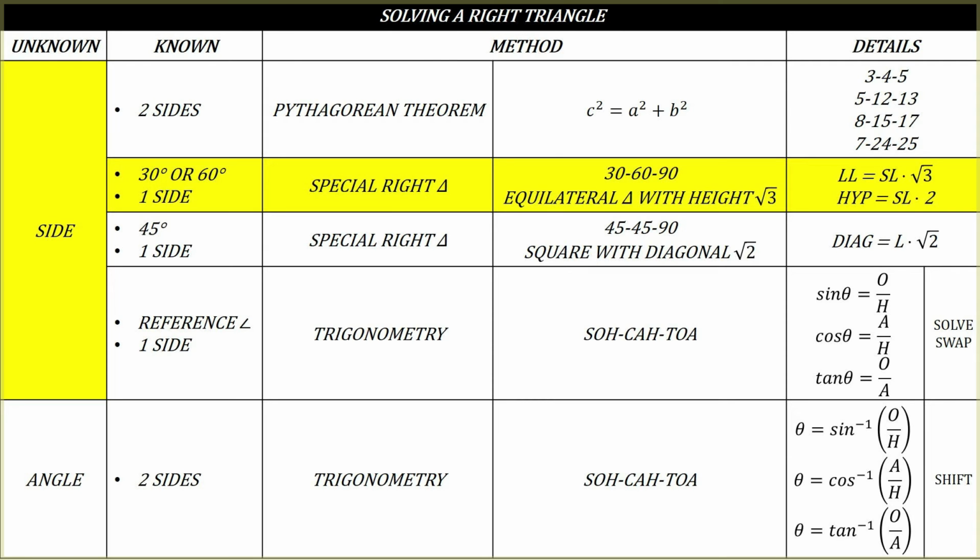To find KN, the hypotenuse, which is a side, I'm going to use my 30, 60, 90 special right triangle again, but this time because I'm looking for the hypotenuse, I will use that formula there.